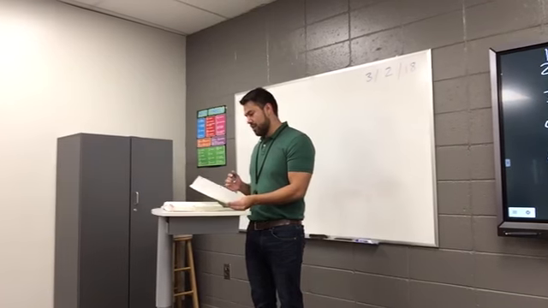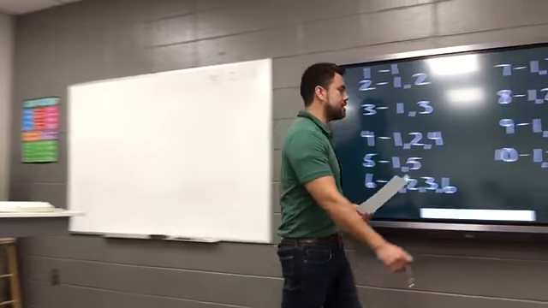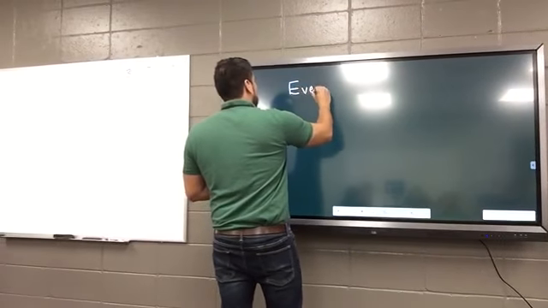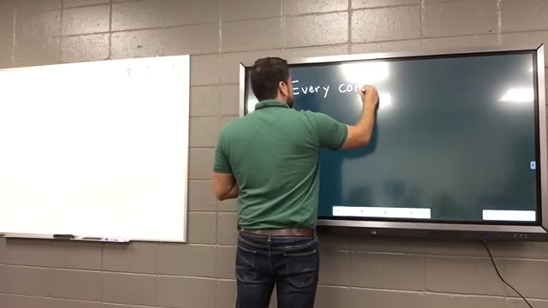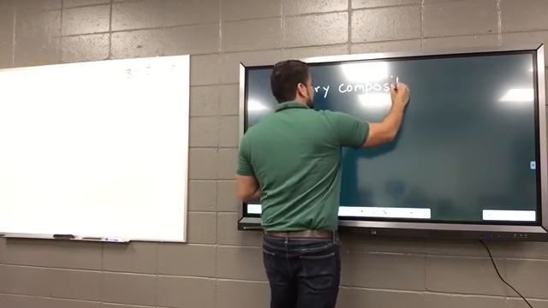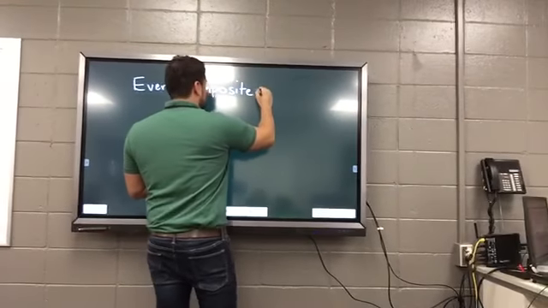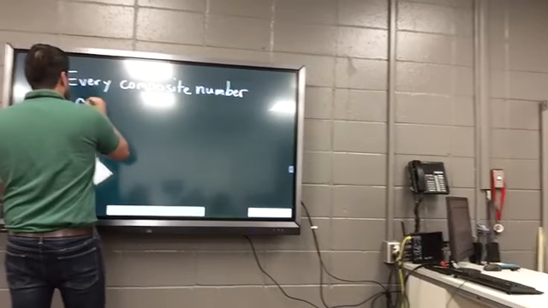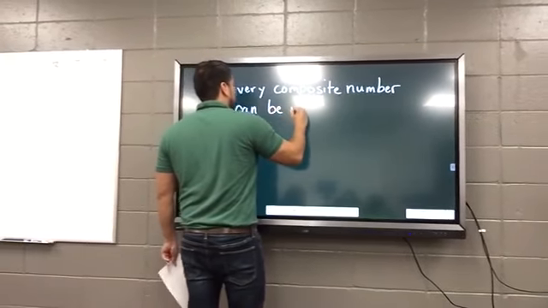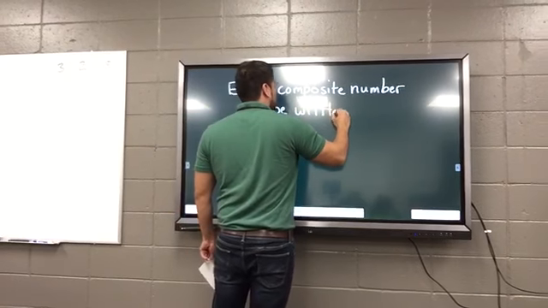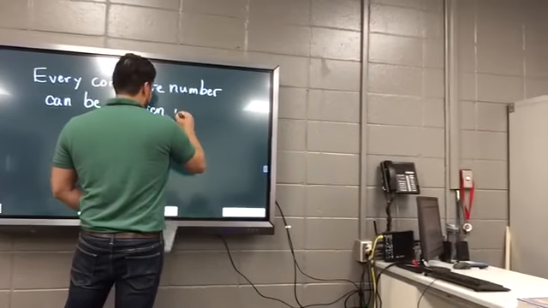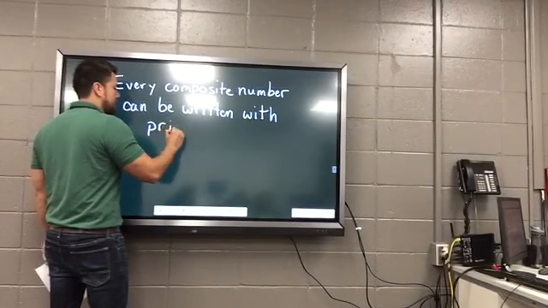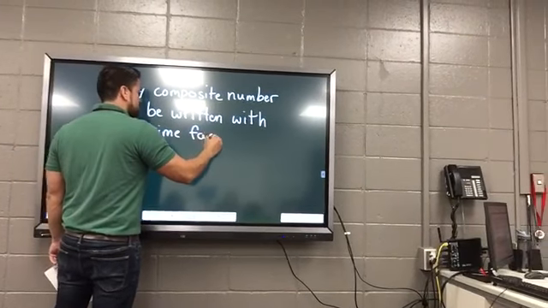Okay. Here's a note I want you to get because this is critical to the lesson. Every composite number, so every number that has more than 2 factors, can be written with what we call prime factorization.